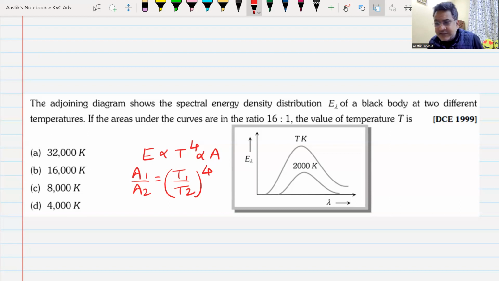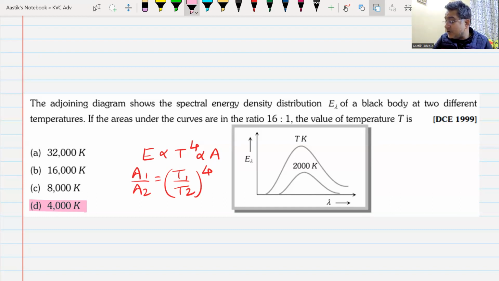Energy has become 16 times and energy is proportional to T raised to the power 4. So temperature has to become 2 times. Temperature becoming 2 times, therefore the answer has to be 4,000 kelvins. Do we understand this?